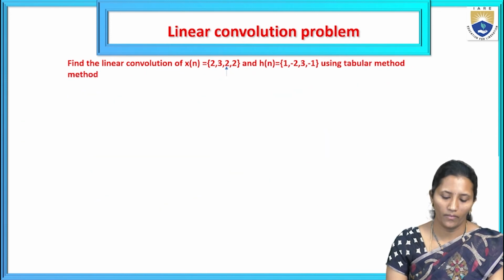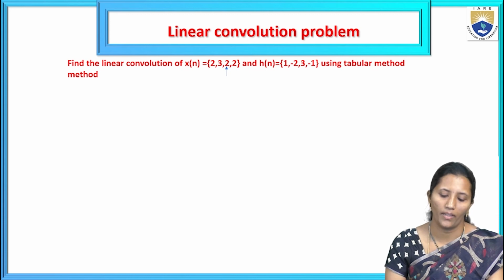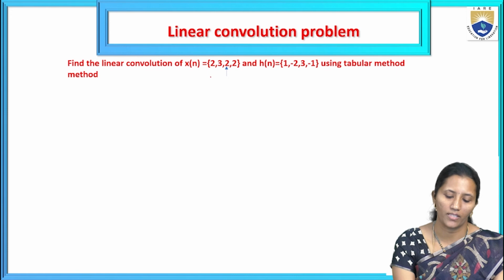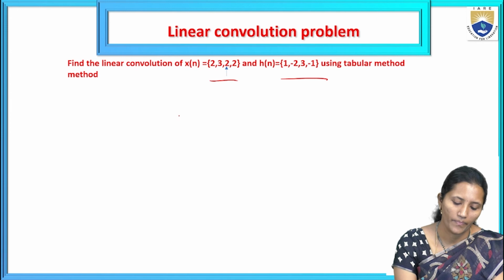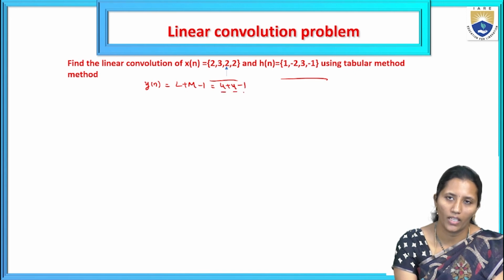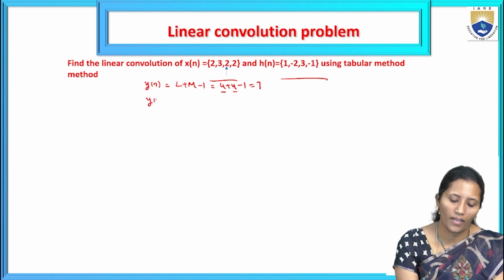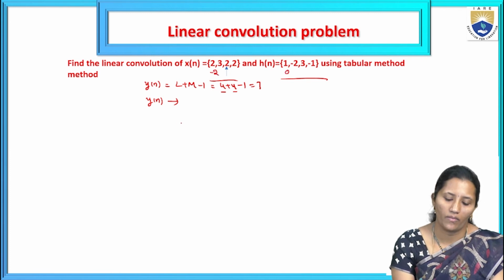Now find the linear convolution of x of n and h of n using the tabular method. Here two sequences are given, the same sequences, and we have to represent them in the tabular method. The length of y of n is L plus M minus 1, that is 4 plus 4 minus 1. The number of samples in x of n and h of n are 4 and 4, so 4 plus 4 minus 1 is 7. The starting index of y of n is the starting index of x of n plus the starting index of h of n, that is minus 2 plus 0, which is minus 2.